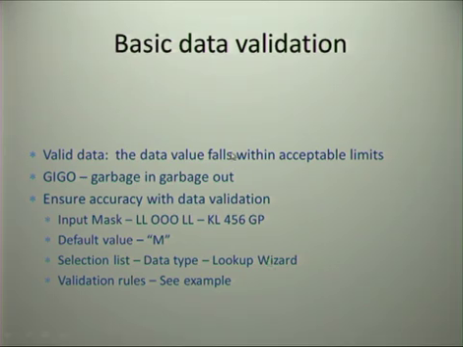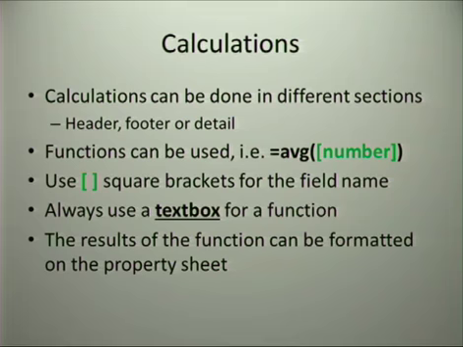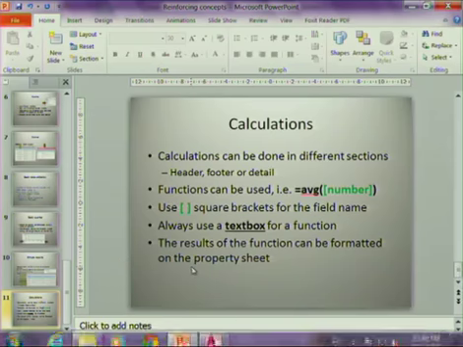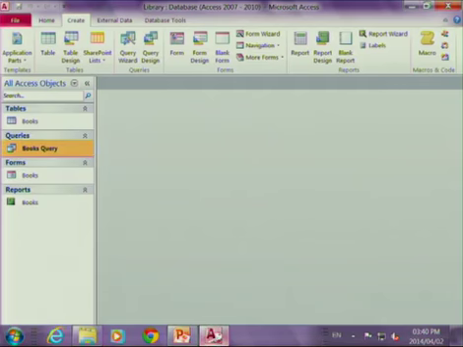Now there are very basic data validation techniques that we can use to make sure that the data that we put into our database is accurate, because we've got to remember the GIGO principle. To remember the GIGO principle, grade 12, it's garbage in, garbage out. So a little bit later we are going to look at input masks, default values, selection lists, and validation rules. We are going to look at basic queries, creating a simple report, and a very simple calculation in a report. So let me show you what it looks like in an actual database.